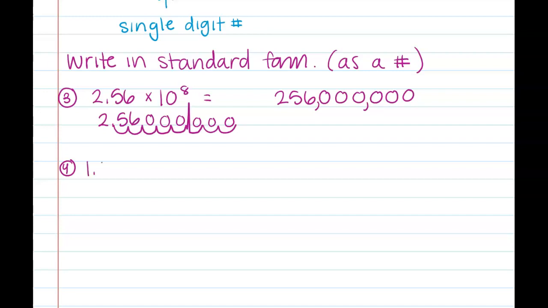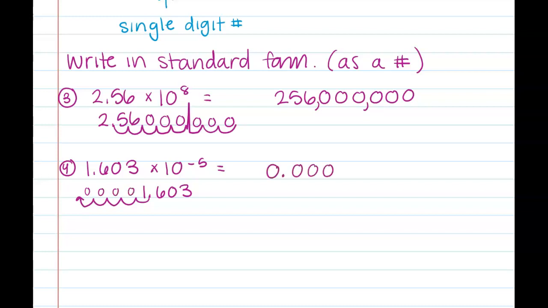Let's do 1.603 times 10 to the negative 5th. Rewrite it, leaving space on the left because I'm going to the left. So 1, 2, 3, 4, 5. So I have a decimal point and I have 4 zeros and I have 1603.